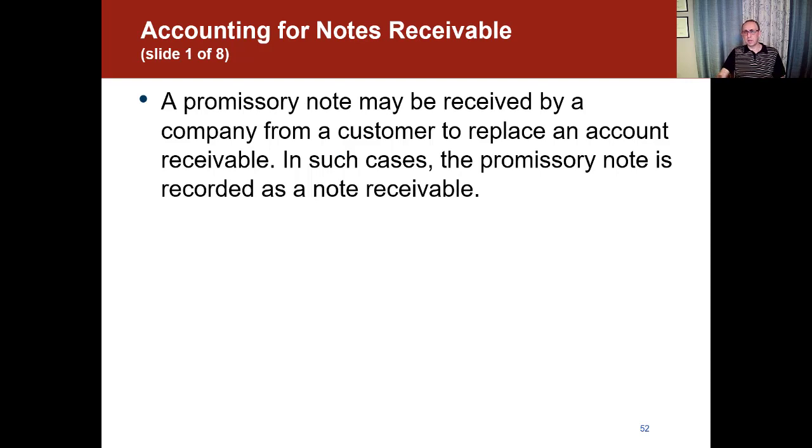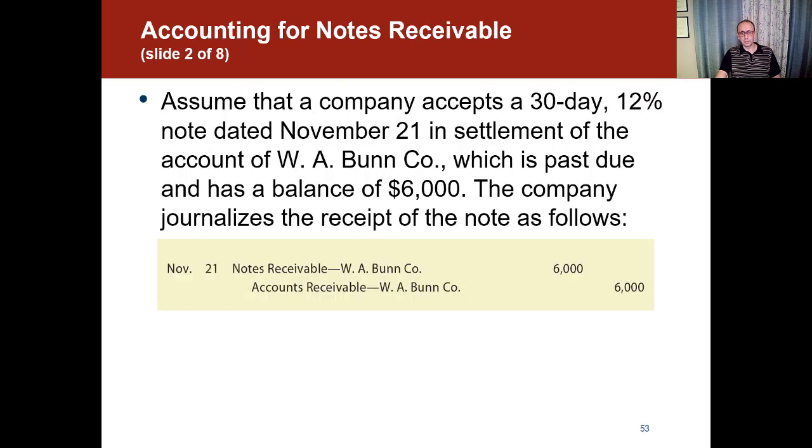So now let's see the accounting side of it. A promissory note may be received by a company from a customer to replace an account receivable. In this case, the promissory note is recorded as a note receivable, and we'll see how this works. So assume that a company accepts a 30-day 12% note dated November 21st in settlement of an account of WA Bond Company, which is past due and has a balance of $6,000. The company journalizes the receipt of the note as follows.